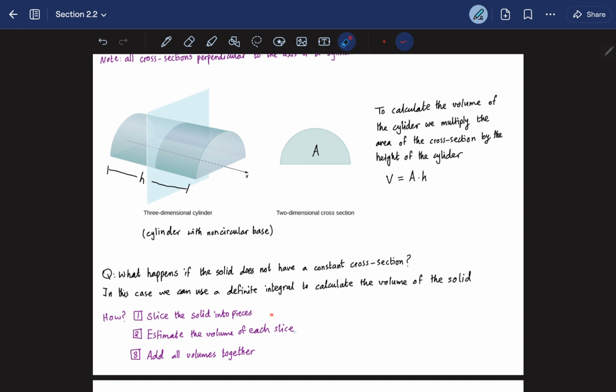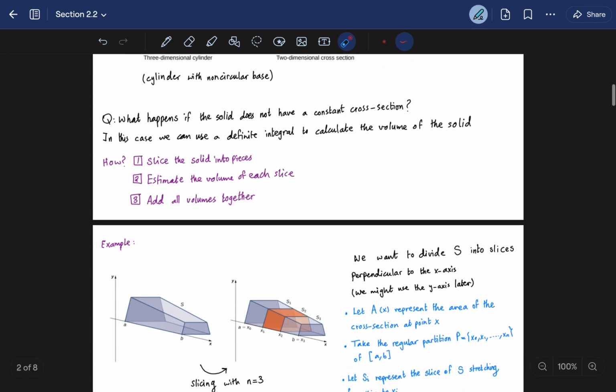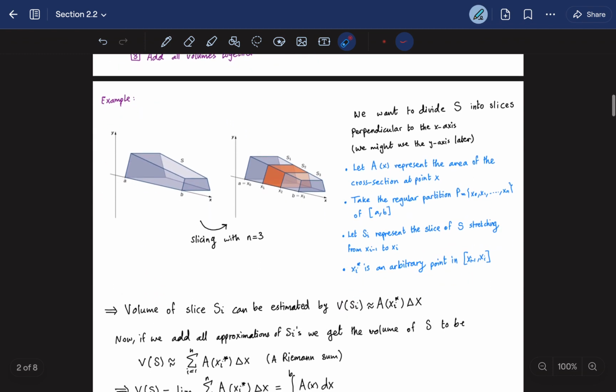We have three steps. I'm going to slice my solid into pieces. I'll calculate the volume for each piece separately, and then add all of the volumes together, and that would estimate the volume for the whole solid. So let's look at this shape here. If I put a plane here, I'm going to get this cross-section. But if we take the plane to be here, I'm going to get something similar, but with a different shape. It's going to be bigger, right?